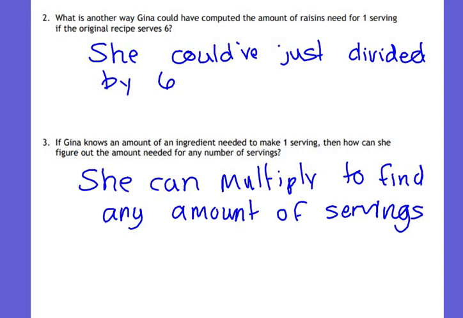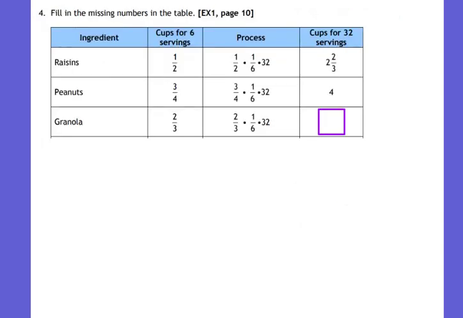Okay, so let's flip to number 4. First we need to see what's happening. We have all our ingredients here. We have parts of number 4 blank, and we need to see what they're trying to do. I notice this column is cups for 6 servings. Then we're looking at cups for 32 servings. But I need to figure out this process and what's happening.